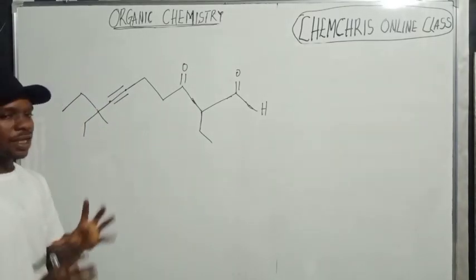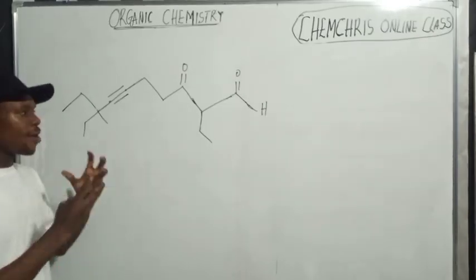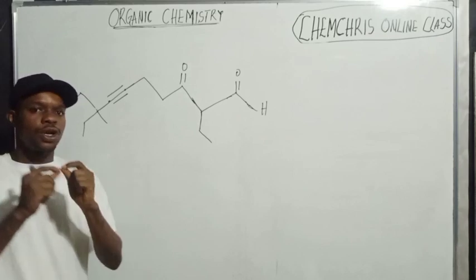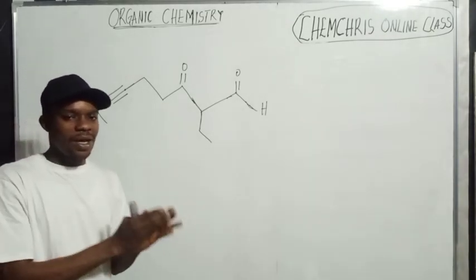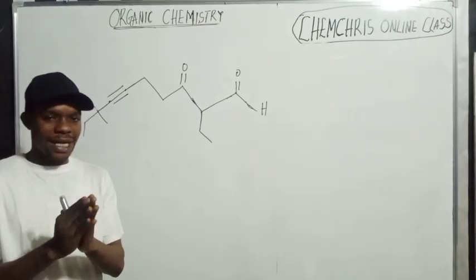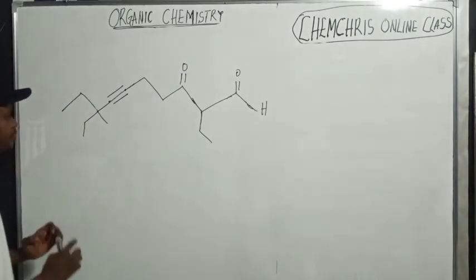So now let's look at this structure. If you look at this structure, it is a little bit complex. When you convert this structure to a fully displayed formula, then to a condensed formula, we need to get the numbers of pi bonds and sigma bonds, and the functional groups that are present. Do you understand? So how do we do that here?